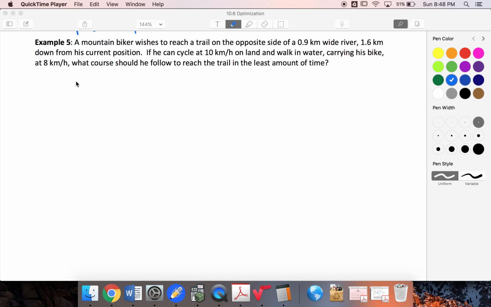All right, we've got a mountain biker wanting to reach a trail on the opposite side of a 0.9 kilometer wide river. So I'm going to make my river. It's all rivery and it's 0.9 kilometers wide. And we want to reach the trail that's 1.6 kilometers downstream from where we currently are. So if this is the trail, then this distance here would be 1.6 kilometers.